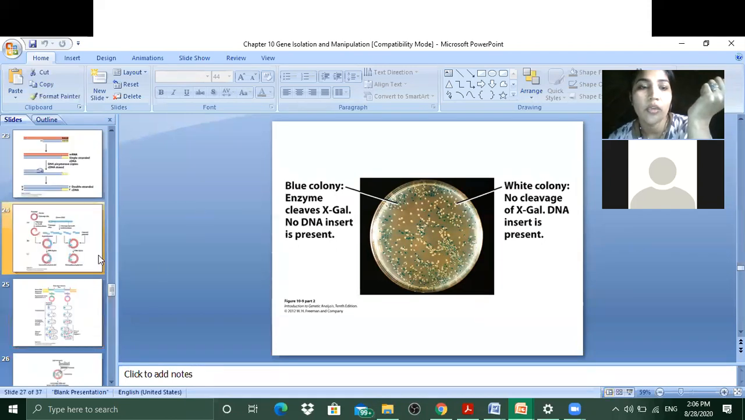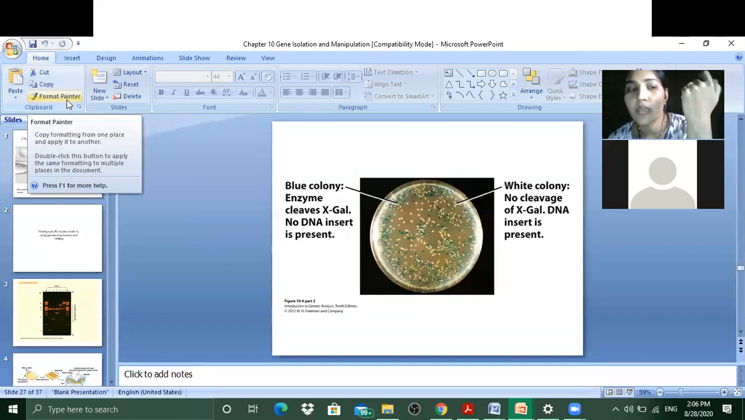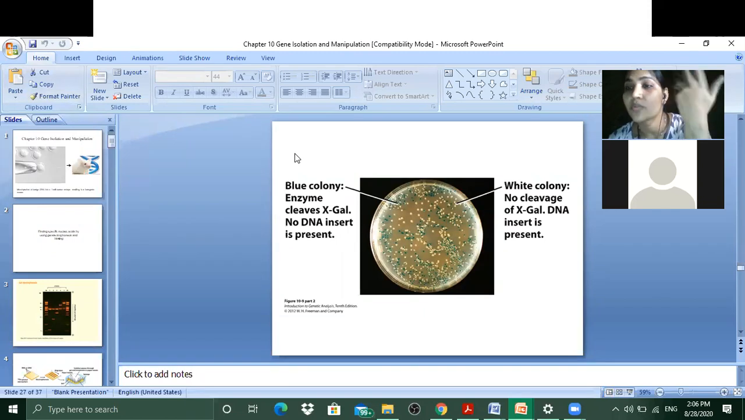Okay, so this is it from my side. And next lecture, we'll be learning about transgenic animals, thoroughly, and how exactly you can produce them. If there are any doubts, you guys can ask me right now. DNA-RNA hybrid is also a process of making the probes, okay? Not labeling of the probes, okay?